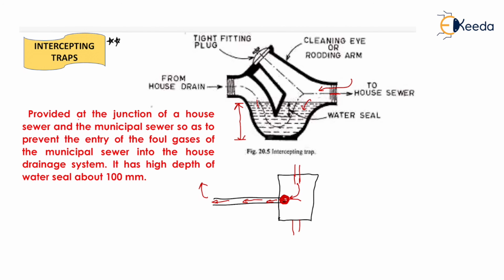So it is generally provided at the junction of a house sewer and the municipal sewer so as to prevent the entry of foul gases from the municipal sewer into the house drainage system, and it has a high depth of water seal, in the range of about 100 mm. Okay, that is the intercepting trap which we have discussed.